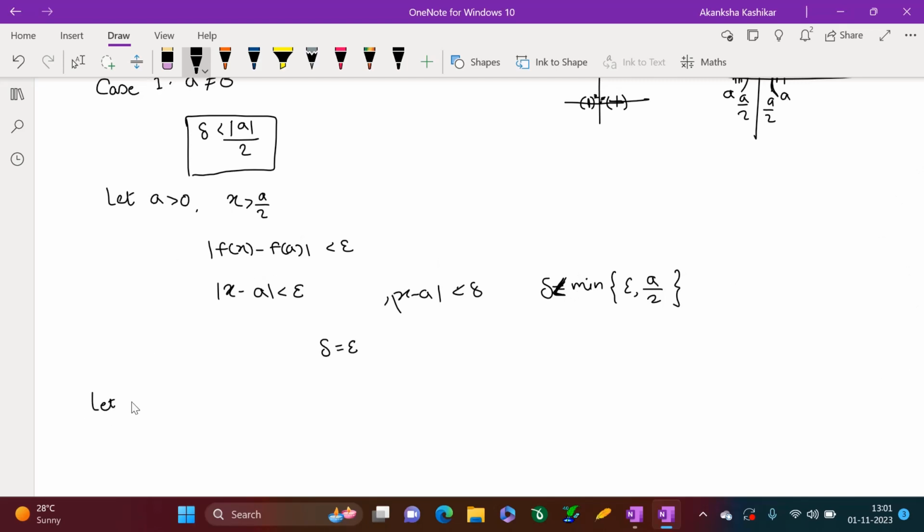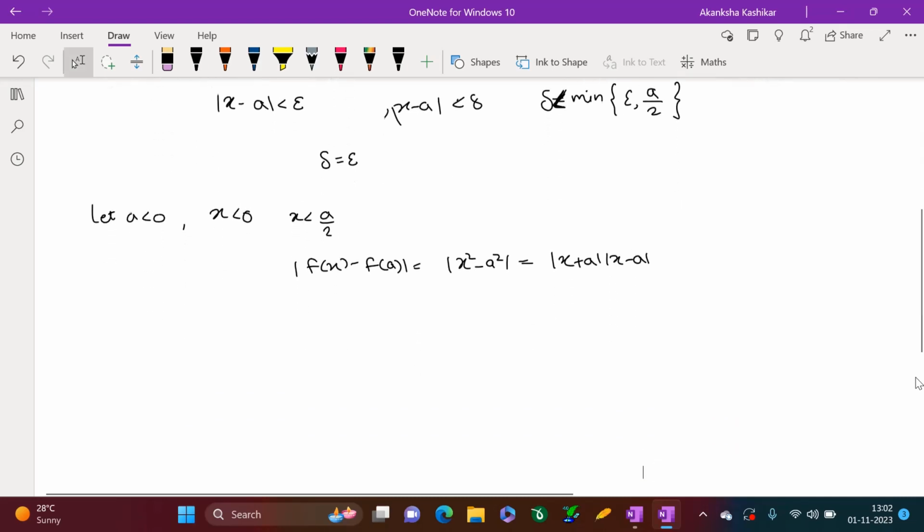What happens when a is negative? Let a be negative, then I know that x is also negative. In fact, x is smaller than a by 2, correct? In that case, mod f(x) minus f(a) will be x square minus a square, correct? So this will be mod of x plus a into x minus a.